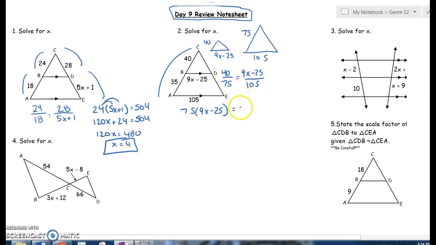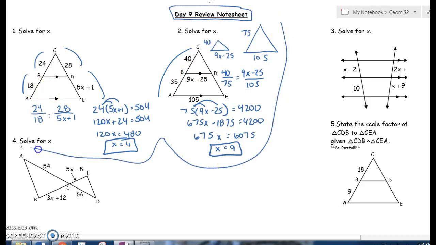And then 105 times 40 is pretty big. It's 4,200. You're going to distribute the 75. You get 675x minus 1875 equals 4,200. You will add the 1875 to both sides, giving you 6075, big numbers. Divide by 675, you get x equals 9. So make sure you're aware of when you can use the side splitter theorem and when you can't. If you don't want to remember that, just draw the triangle separately for number 1 and do it exactly like we did number 2.